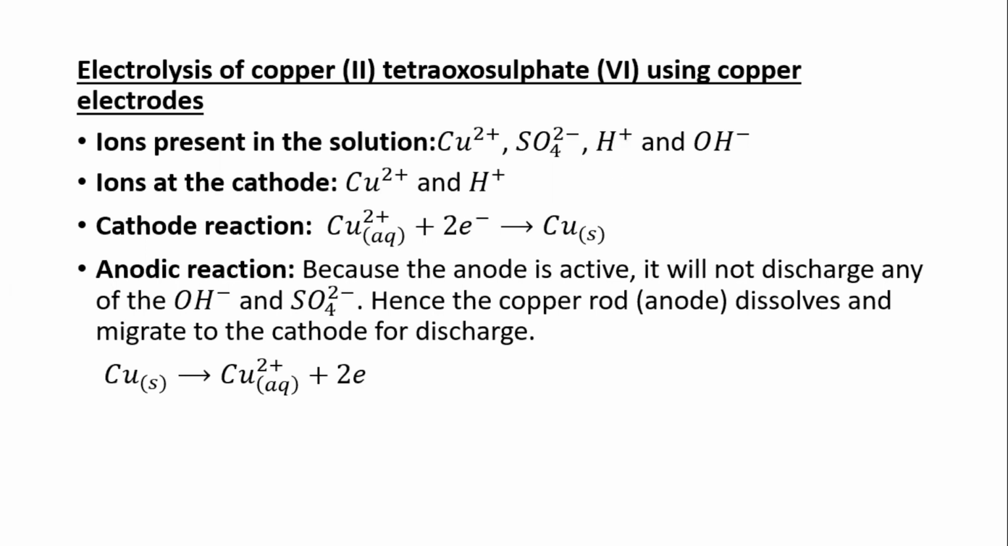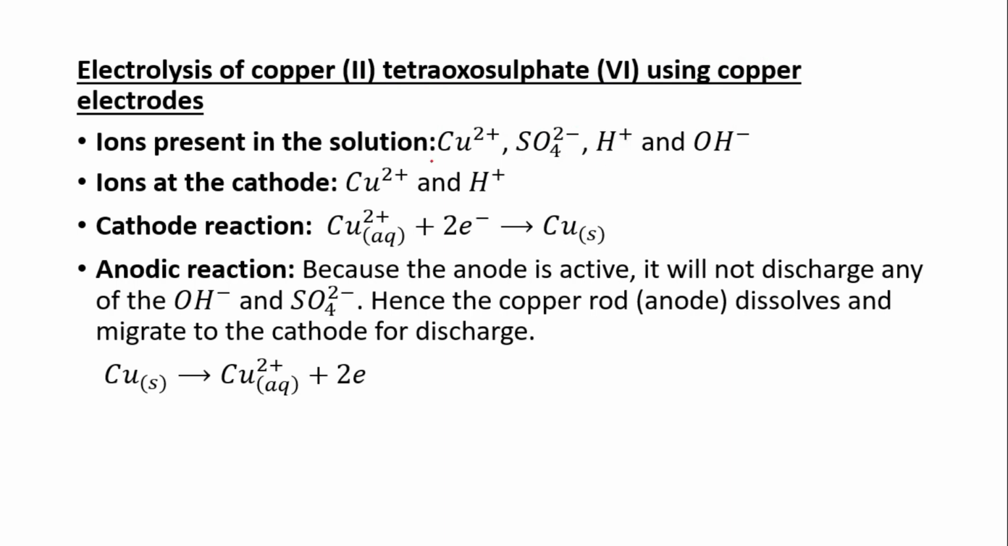Now let's talk about the electrolysis of copper 2 sulfate using copper electrodes. And this time around, we are using copper electrodes, and they are going to be active electrodes, because here you are doing the electrolysis of the salt solution of copper, and you're also using copper electrodes. So in that case, the electrode is going to be active because its ion is present in the solution.